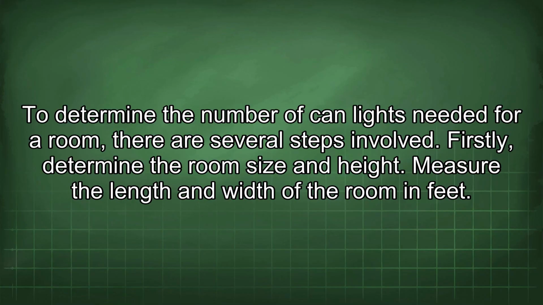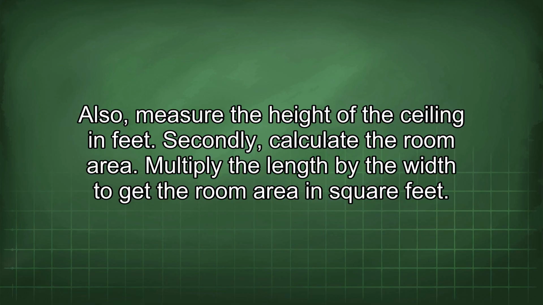To determine the number of can lights needed for a room, there are several steps involved. Firstly, determine the room size and height. Measure the length and width of the room in feet. Also, measure the height of the ceiling in feet. Secondly, calculate the room area. Multiply the length by the width to get the room area in square feet.